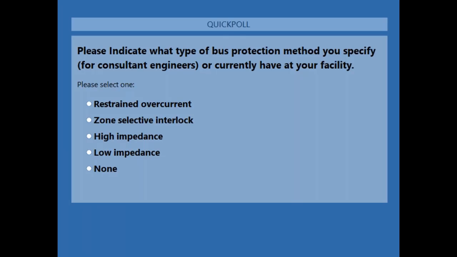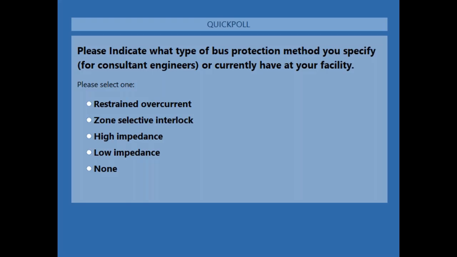So the poll is, if you can give us an idea of what kind of bus protection scheme you specify or use within your facility? The options are going to be what we talked about: the unrestrained, interlocking, high impedance, low impedance. Or if you don't use any, then include that in the poll. So we get an idea of what the audience uses and specifies. But we will talk about them in more detail. Don't worry if you don't know what these schemes are or what they mean and how they're implemented. We will get into them in more detail.